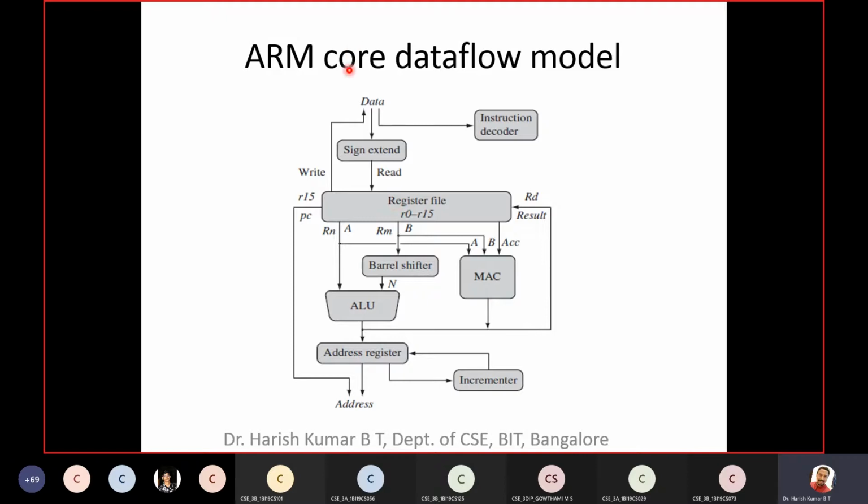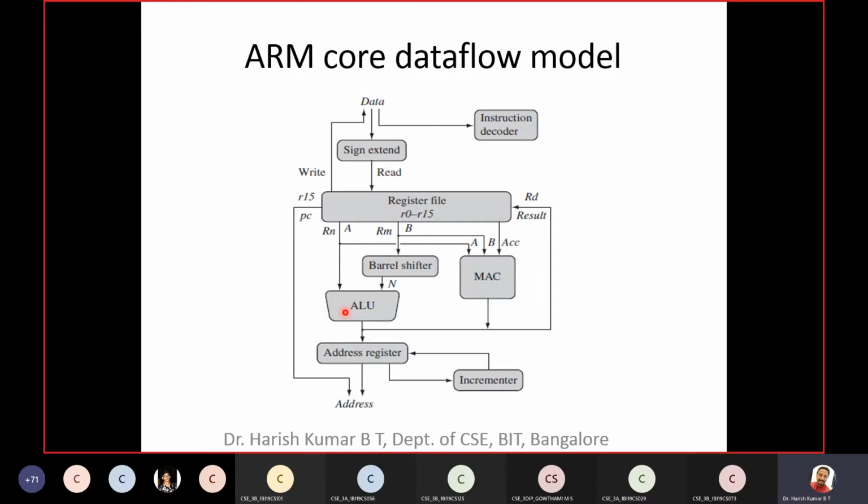Okay, first, let me brief again. Fetch the instruction or the data. It is decoded, and once it is decoded, the opcode is identified. If the data is lesser than 32-bit, we go for sign extending it to make it 32-bit, and then we store them into the registers. Inside the register file, you have access to all the registers R0 to R15.